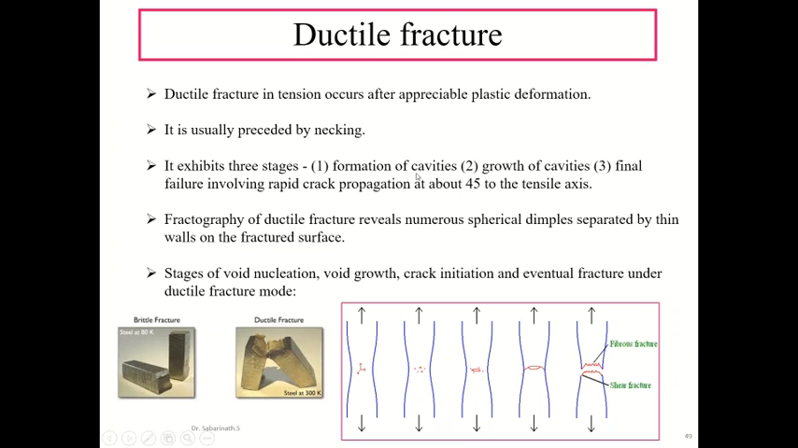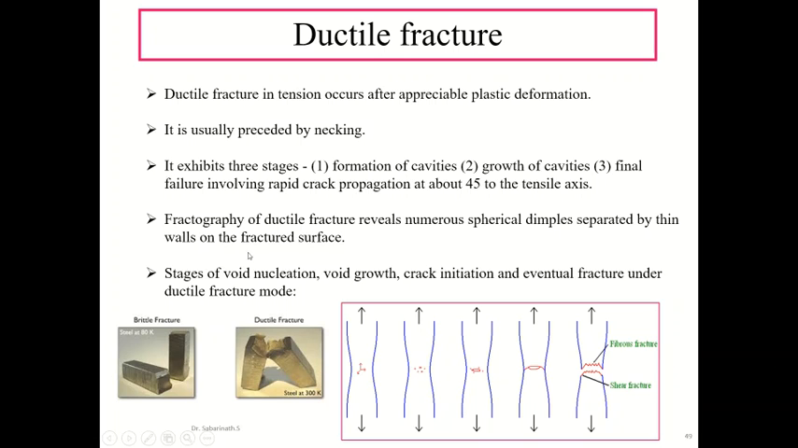Okay, it exhibits three stages. The first stage is the formation of cavities, then the growth of cavities, and the final failure involving rapid crack propagation at about 45 degrees to the tensile axis. So as I said earlier, first we will be having a formation of microvoids or small cavities, and these cavities enlarge to form cracks, and this crack propagation finally separates the material into two pieces, and the crack propagation will be at 45 degrees to the tensile axis.